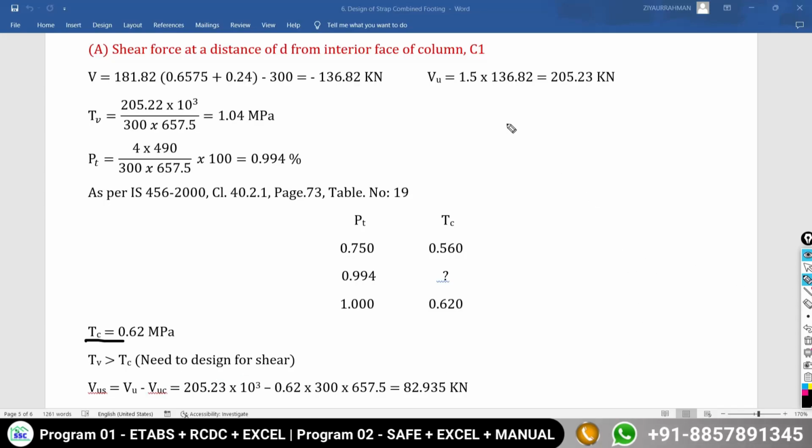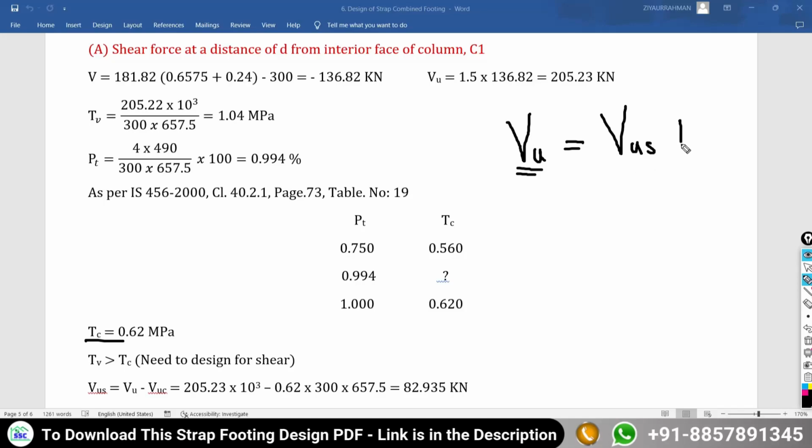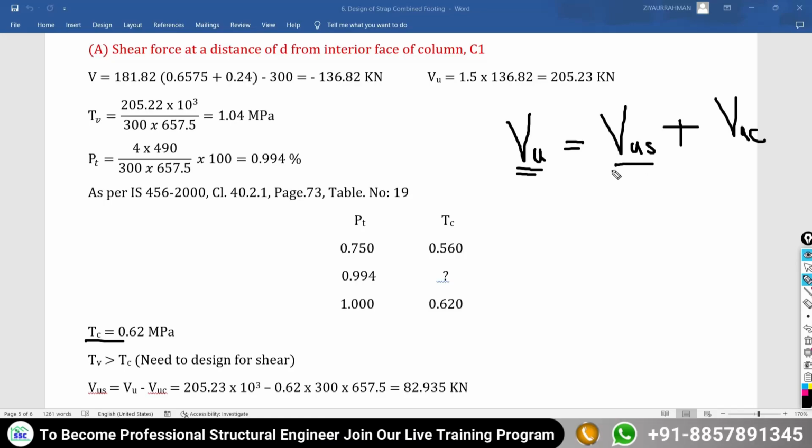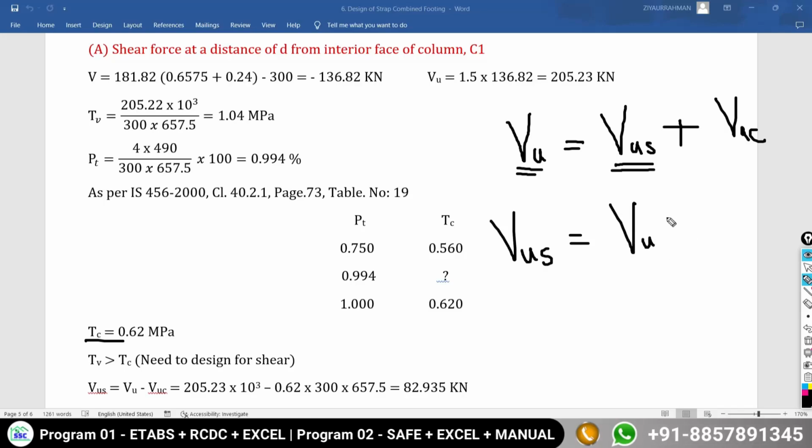So the basic concept is that the actual shear capacity of any section equals the shear resisted by the shear reinforcement plus the shear resisted by the concrete. We have seen that the action is more than the capacity. So we want to know how much reinforcement we have to provide to resist the shear force. VUS, the shear to be resisted by the shear reinforcement, equals the ultimate load which is going to act minus the capacity of the concrete, VUC. So we will get the shear force to be resisted by the shear reinforcement.